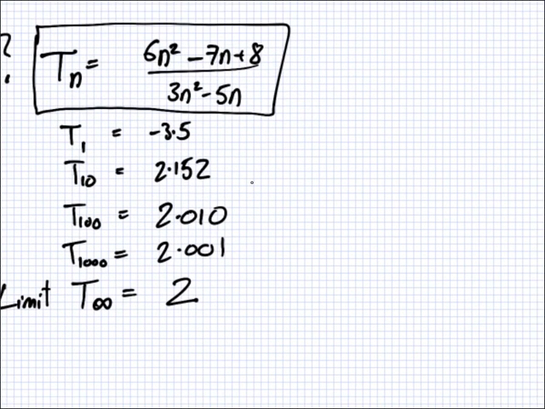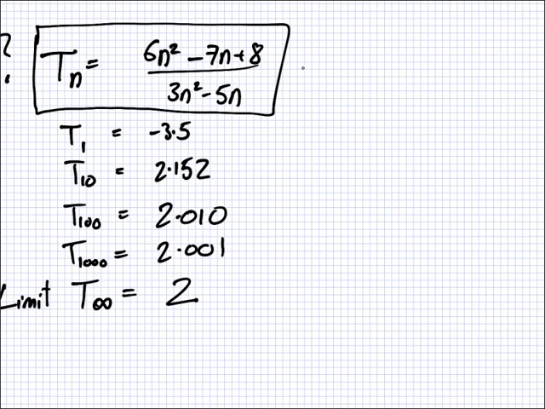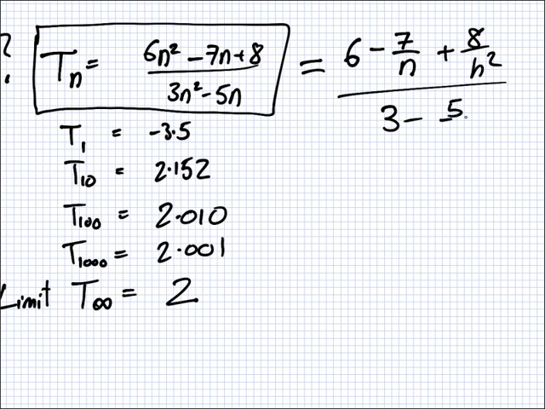There's a trick here to calculating the limit. I wonder if anyone knows what the trick is. There's a way to simplify this to make it clearer to see exactly what the limit is. Does anyone know the trick for these ones? No? What you do is you divide everything in the fraction by the biggest n power. So what's the biggest n power here? It's n squared, right? So we divide everything by n squared. So what will we get? We'll get 6. What's next? Minus 7 over n. Plus 8 over n squared. And then on the bottom we get 3 minus 5 over n.